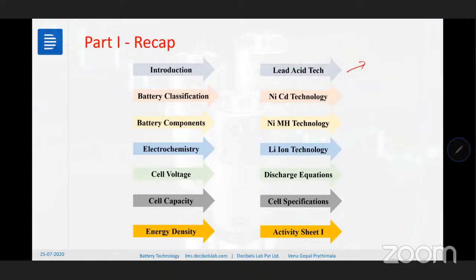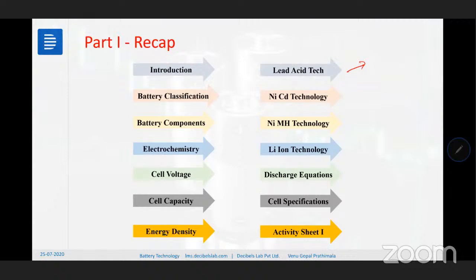Then comes the third one, which is nickel metal hydride technology. As nickel cadmium technology is banned, it moved on to nickel metal hydride and then lithium ion technology. After discussing all these four technologies in depth, including how the discharge equations work, we started doing some problems. We did a problem for lithium ion technology, a lithium cobalt oxide based cell, where we calculated the cell voltage, cell capacity, and energy for the LCO based cell. With that, last week we ended the session.